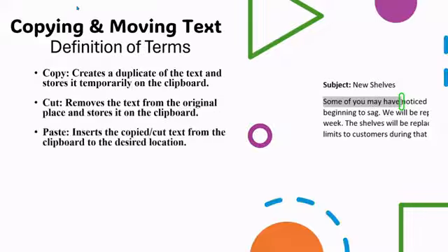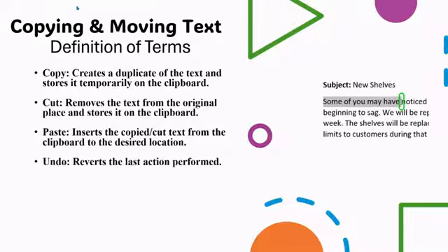Paste. When we're pasting, we're basically inserting the copied or the cut text from the clipboard to the desired location. You realize when we copy text, it goes to the clipboard. When we cut text, it goes to the clipboard. So now when we're pasting text, we're inserting it from the clipboard to wherever in the document we want it.